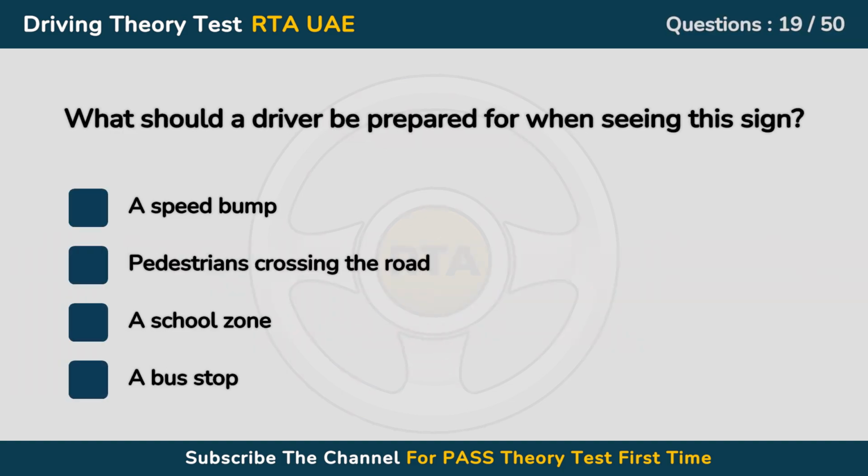Question 19. What should a driver be prepared for when seeing this sign? A. A speed bump. B. Pedestrians crossing the road. C. A school zone. D. A bus stop.